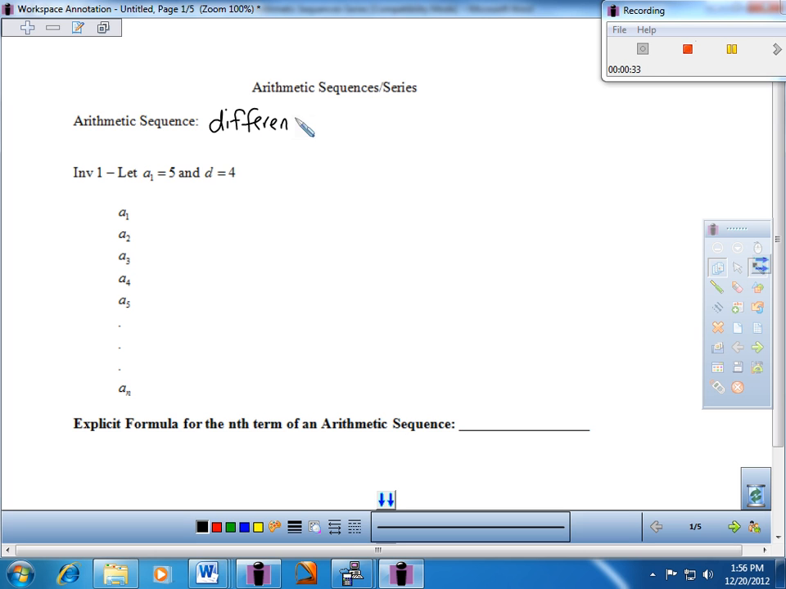We're going to talk a lot about what's called the common difference today. So the difference between any term and the preceding term is constant. So again, we will be referring to it as a common difference, our D value.